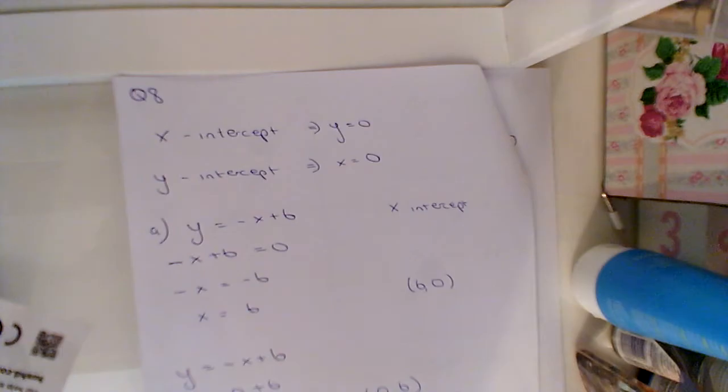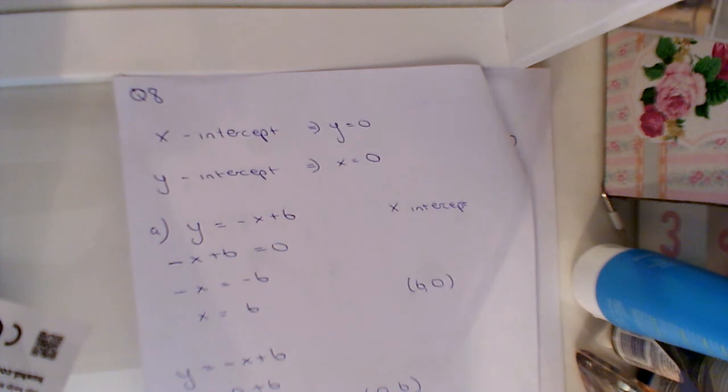So for A, I have y is equal to minus x plus 6. So to get my x-intercept, y is 0. So I have minus x plus 6 is equal to 0. And I have minus x is equal to, I bring this over, it becomes minus 6. Then I multiply, and the point is 6, 0.